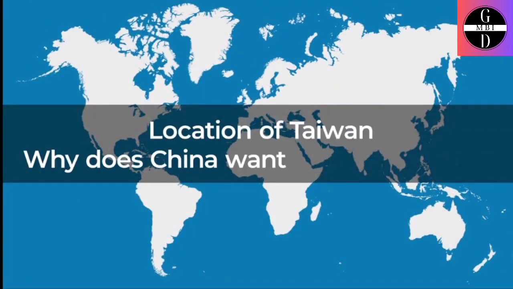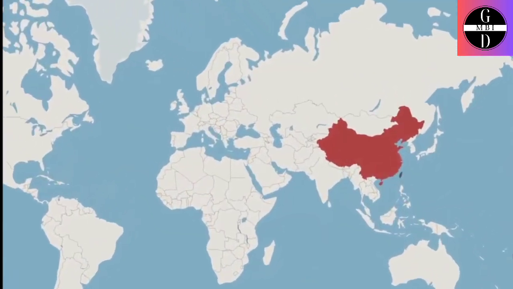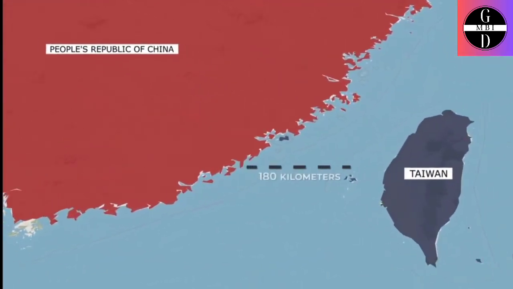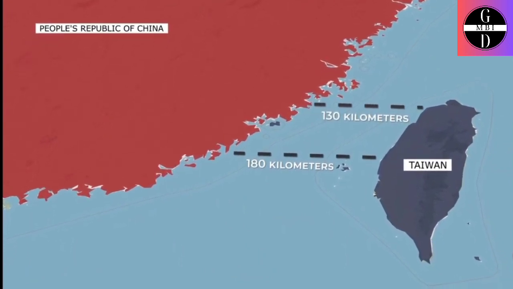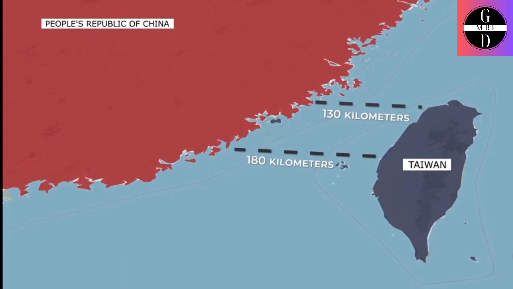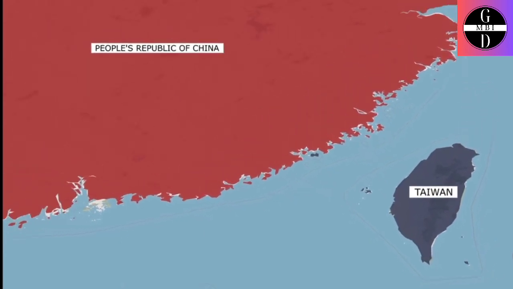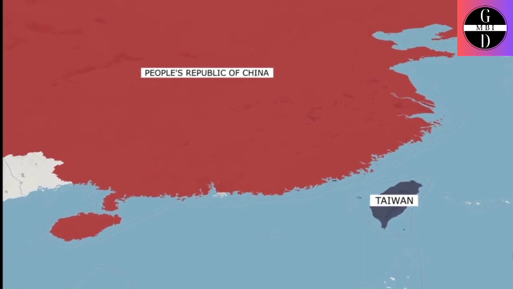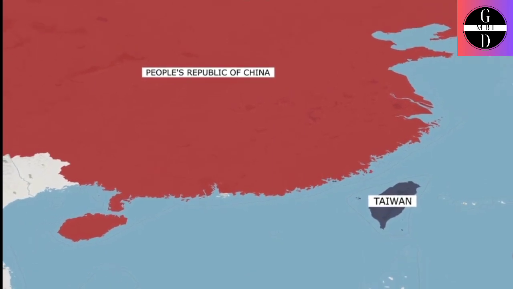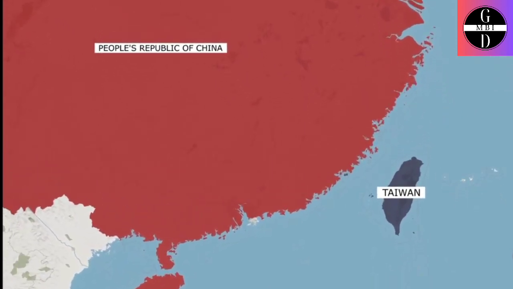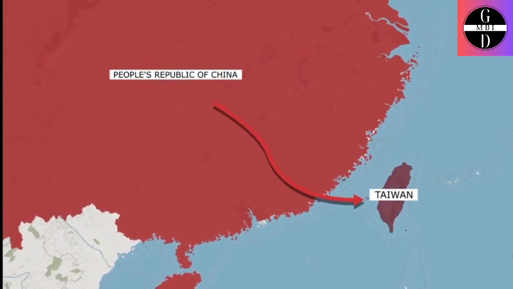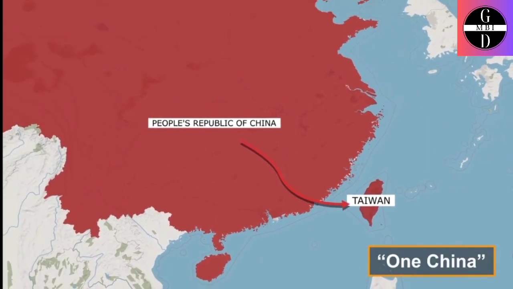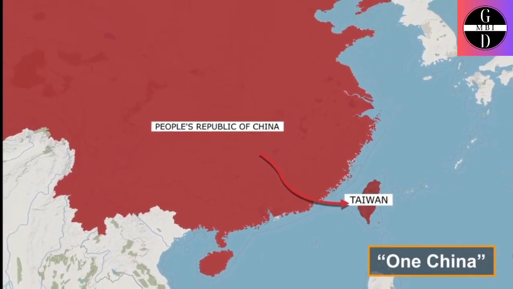Location of Taiwan. Why does China want Taiwan so much? The island of Taiwan is 180 kilometers far from the southeastern coast of the PRC, or 130 kilometers in the narrowest part, separated by the Taiwan Strait. With its geographical location, Taiwan is considered both symbolically and strategically important to China. Symbolically, Taiwan is the last little piece of territory that the PRC believes is rightfully theirs, and the one last piece that they need to achieve its one China dream.